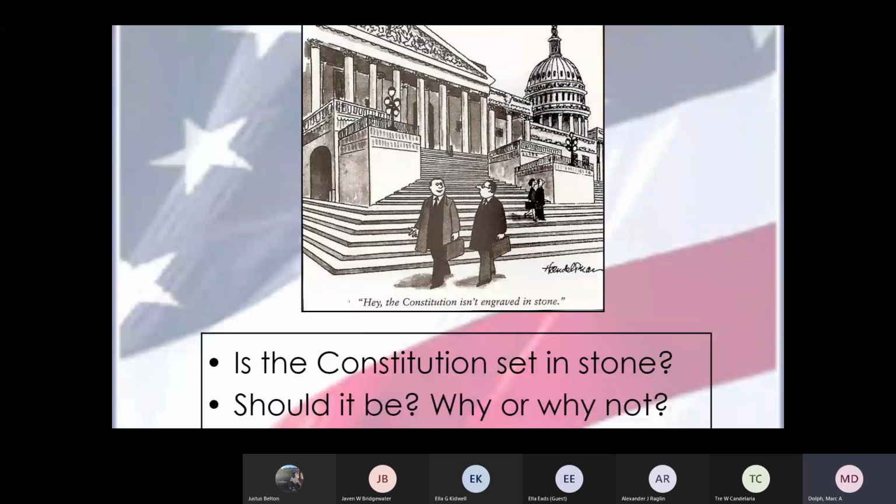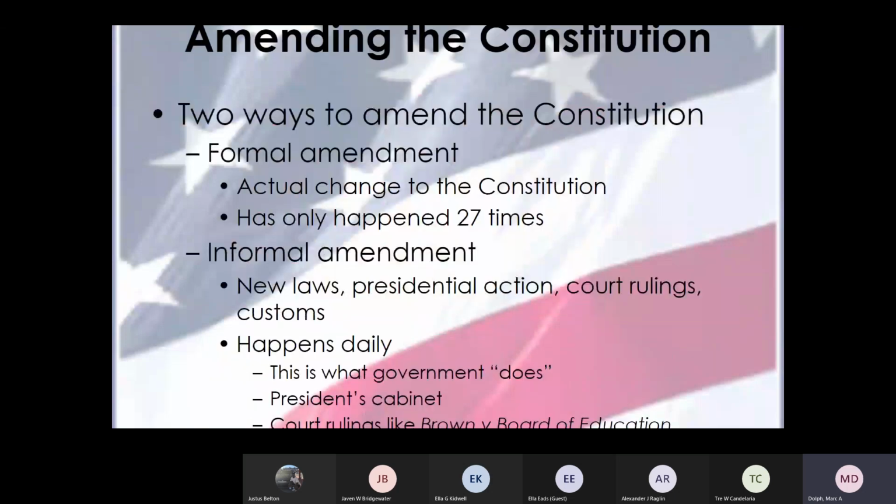So, moving forward, amending the Constitution. Spoiler alert, yes, it can happen. There are 2 ways to do it. You can do a formal amendment, which is the actual change to the Constitution. It has happened only 27 times, though I would argue, given the context of the Constitution, 27 times is actually a decent amount.